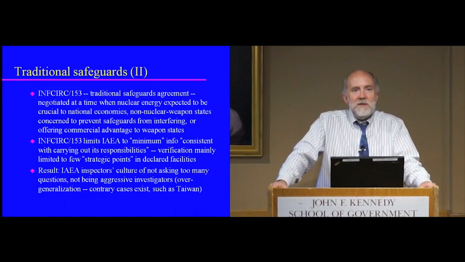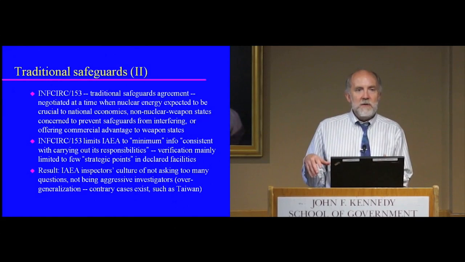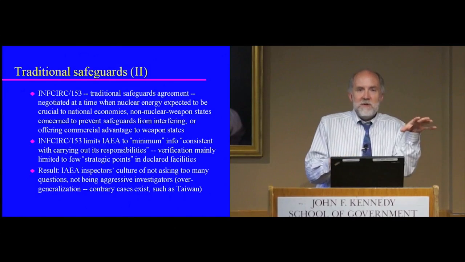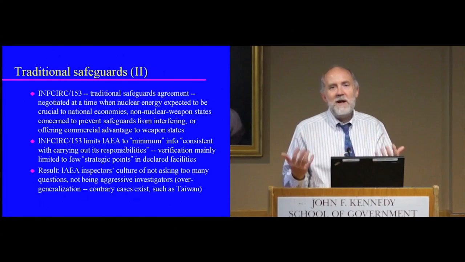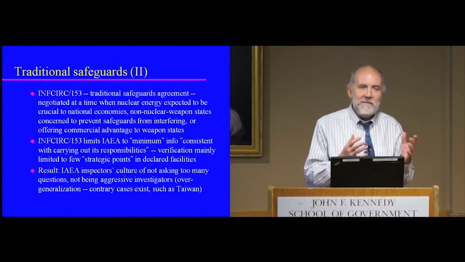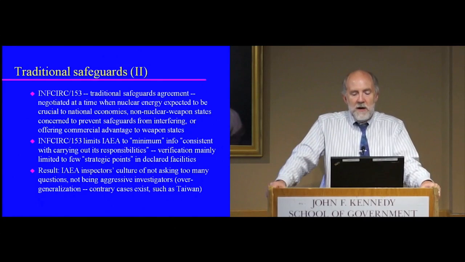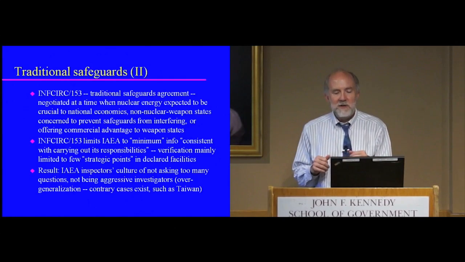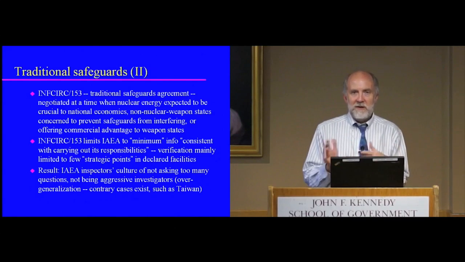And so the non-nuclear weapon states were concerned to make sure that safeguards wouldn't be so onerous that they would put them at an economic disadvantage, a competitive disadvantage, compared to the nuclear weapon states that didn't have to accept these safeguards. So you will find a lot of the language in INCIRC 153 is about non-interfering, not slowing down states' nuclear energy activities, and so on. And it limits the IAEA to the minimum information it needs to carry out its responsibilities, mostly verification only at a few strategic points within declared facilities.